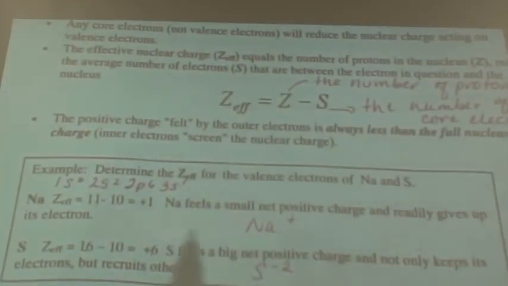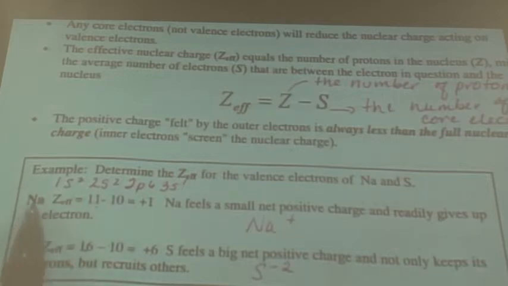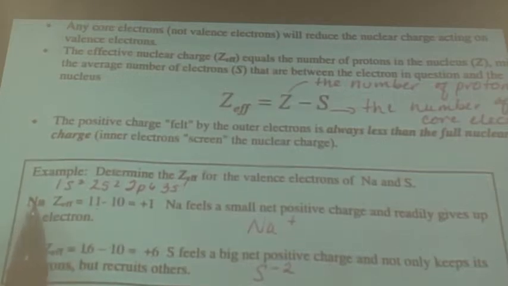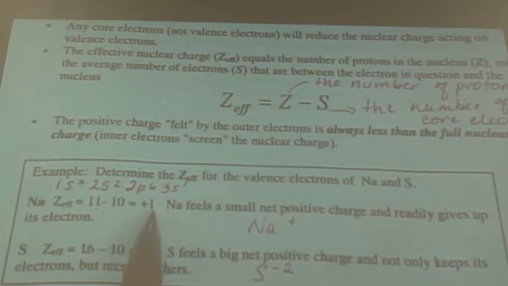Back here. Let's look here. Are these two in the same period? Yes, they are. What is the effective nuclear charge of sodium? Sulfur. Which valence electrons are feeling a stronger pull towards the nucleus? Sulfur are. If they're being drawn closer, the radius would be smaller.